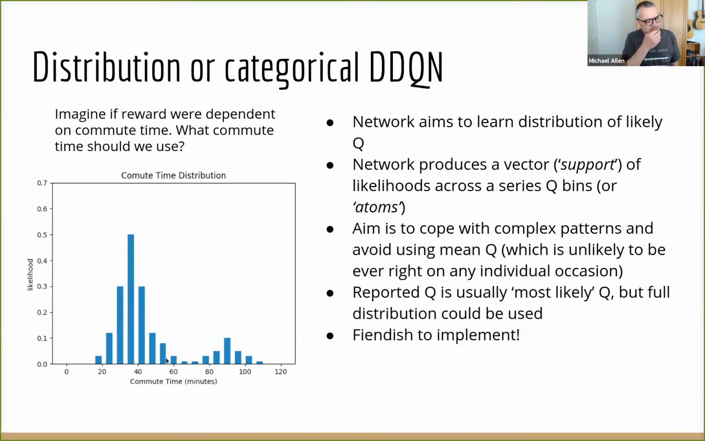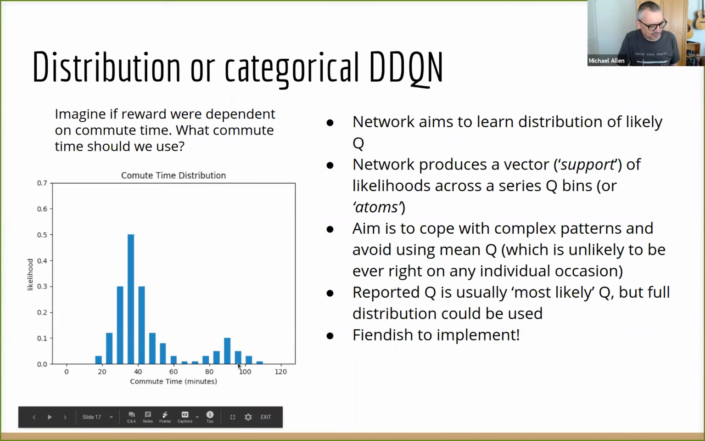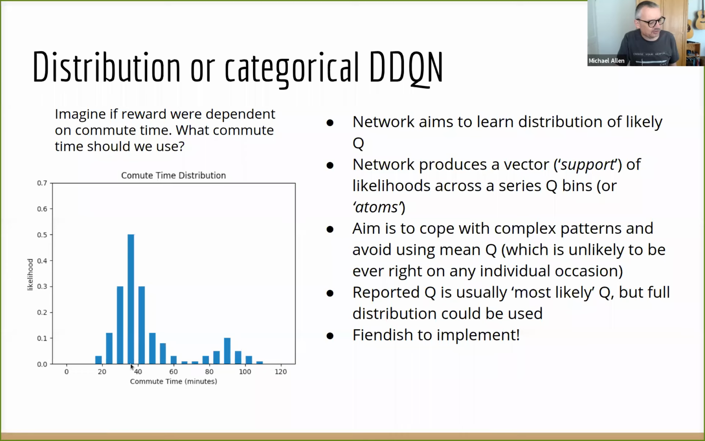So what distributional or categorical DQN tries to do is work out this distribution of value. So maybe three quarters of the time an action will produce a value around here, and another quarter it produces a value around here. The way it's most commonly used is to say, I'm going to take the most likely Q, and because it's a distribution, you say Q is this point here, which is 35 minutes.